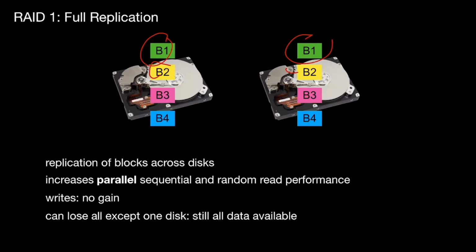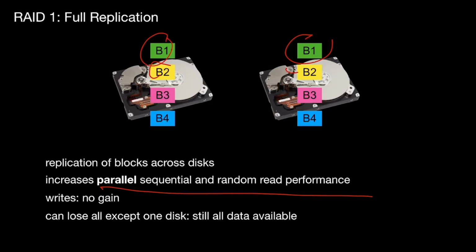So this increases the parallel, sequential, and random read performance. Same for random accesses again. You can distribute the random accesses over different disks for reading. That's fine. Writes, no gains here, because whatever you write, you always have to write it to multiple places. You change a block, you have to write the block to both places.